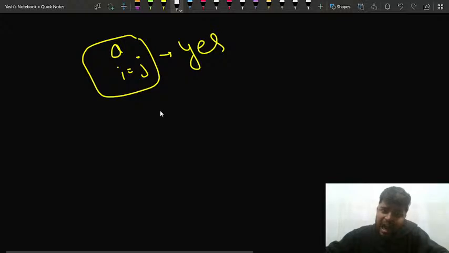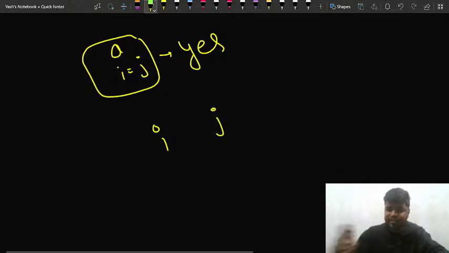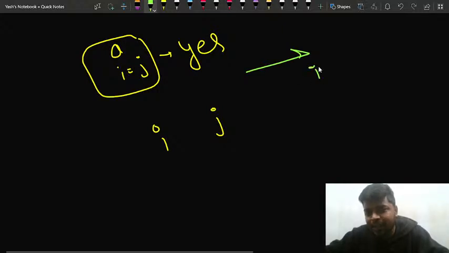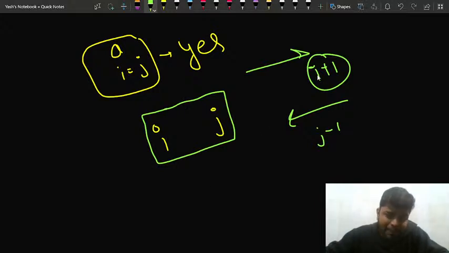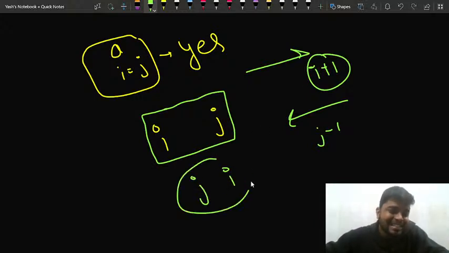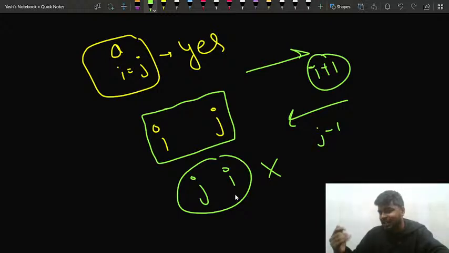I'm saying that there is an index I and an index j, but I'll be shifting the indexes. I'll increment I each time by 1, and I'll decrement j by 1. If it happens that after some increments of I and decrements of j, my j comes here and I comes here, so they cross, then this is not a substring. I am assuming that the substring starts from I and ends at j, so this is one of the situations in which it will not be a substring.